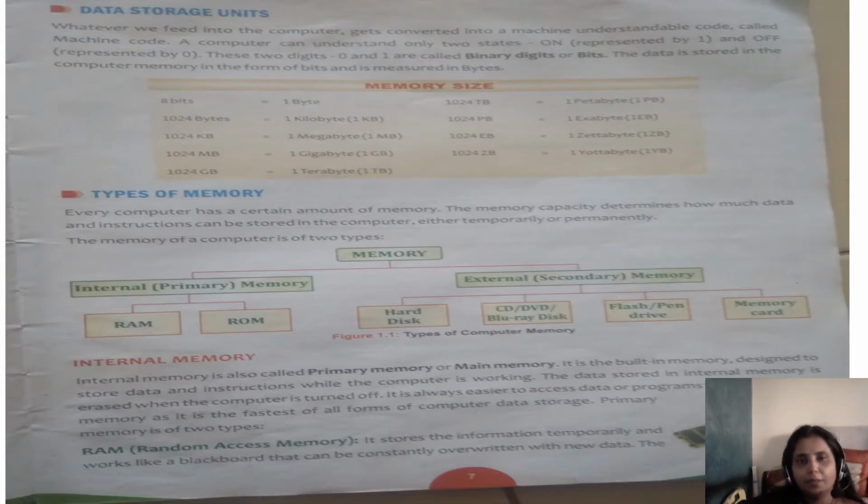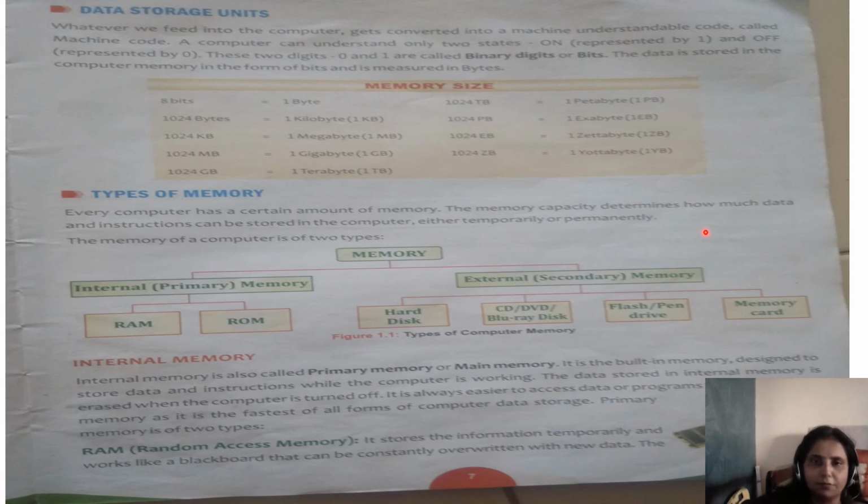Children, in the page number 7 you can see that there is memory size and a chart given for the types of memory. Today you have to draw the chart for types of memory. As you can see this block diagram, the memory is of two types, internal memory and external memory. In the internal memory you can see RAM and ROM. In the external memory, you can find out hard disk, CD, flash drive, or the pen drive, or the memory card.